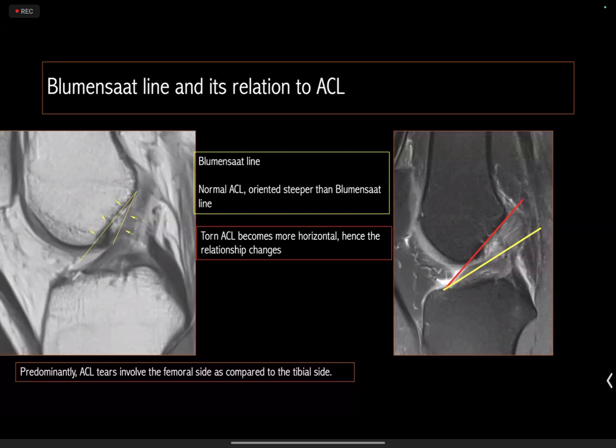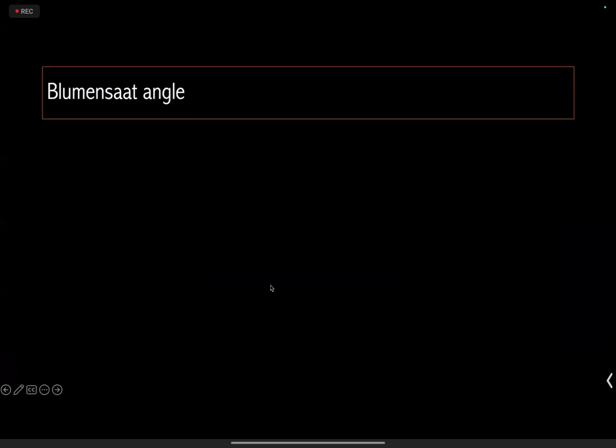I can see that the relationship of the converging angle has reversed, and that is certainly suggesting a torn ligament. A torn ligament would always try to downslope, but primarily it should be tearing from the femoral end, and that's where we can apply this principle.